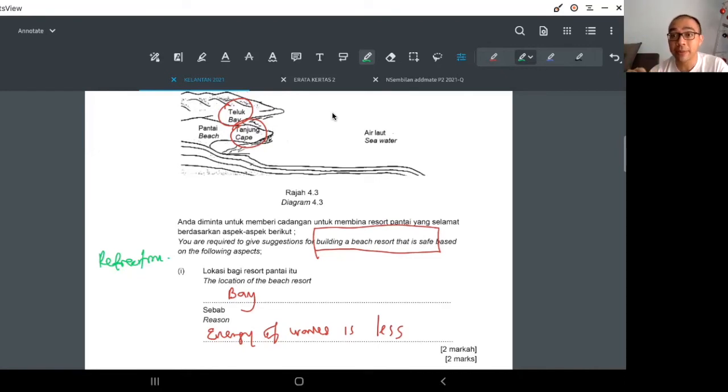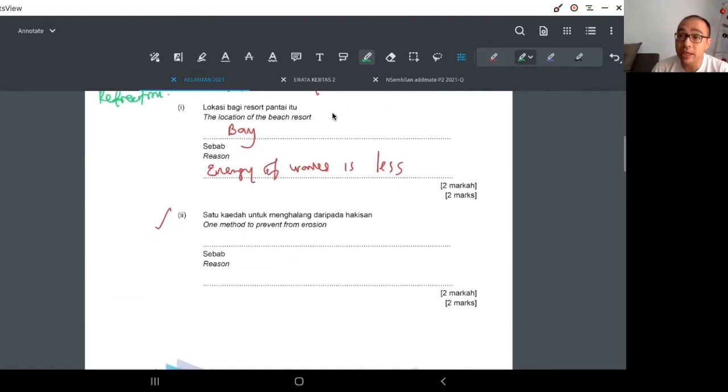The answer must be Cape. But no, actually Bay is safer. Bay is way safer compared to Cape. Cape is a place where you put rumah api, a lighthouse. Because the function of the lighthouse is to warn people, memberi amaran, don't come near here, jangan mendekati sini, sebab di sini ada banyak batu. Cape has a lot of rocks, Bay has a lot of sand. So it's safer lah.